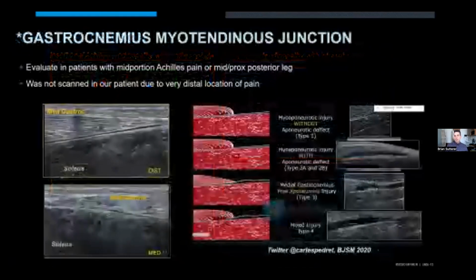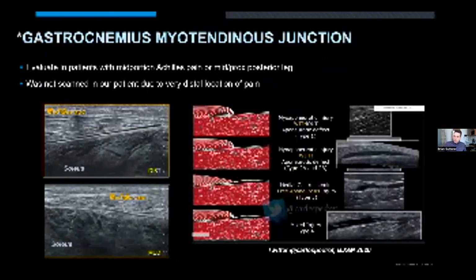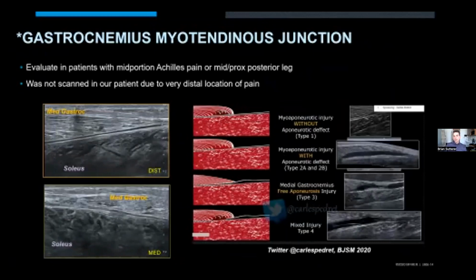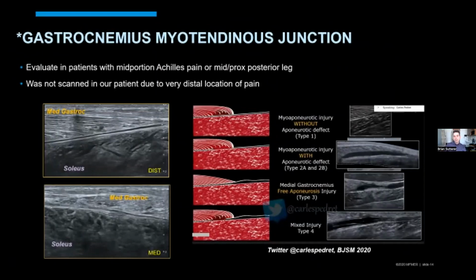One of the optional things I mentioned, of course, is the gastroc myotendinous junction. And I think one of the teaching points I've learned is really focusing on this area. If somebody has more Achilles mid-portion pain, certainly if they have pain at that region between the gastroc and the Achilles, that myotendinous junction, this is an area that you're going to want to focus on.